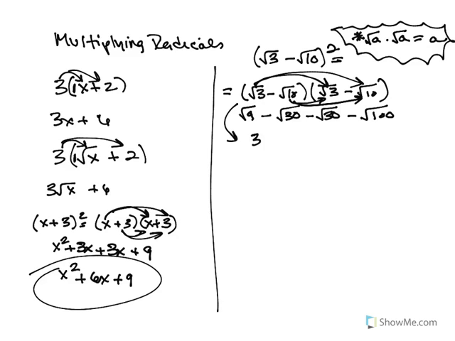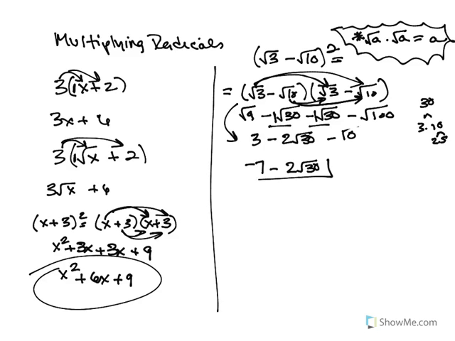Can we break down the square root of 30? Let's check. 30 has 3 times 10, 2 times 5. So there's no pairs inside of a 30. The square root of 30 doesn't simplify, but I can combine like terms here. So negative 1 minus 1 is a negative 2 square root of 30, minus square root of 100 is a 10. So like terms would be 3 minus 10, so negative 7 minus 2 square root of 30.